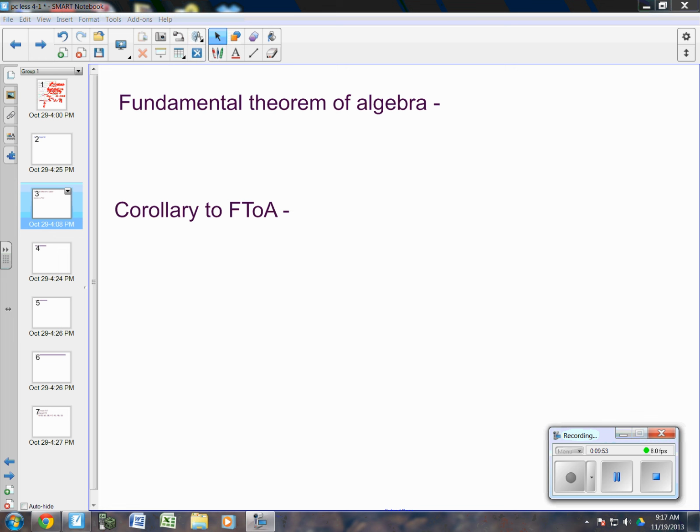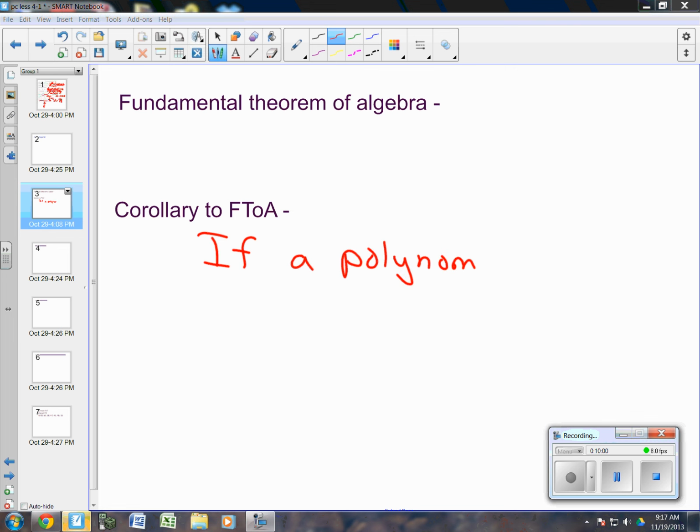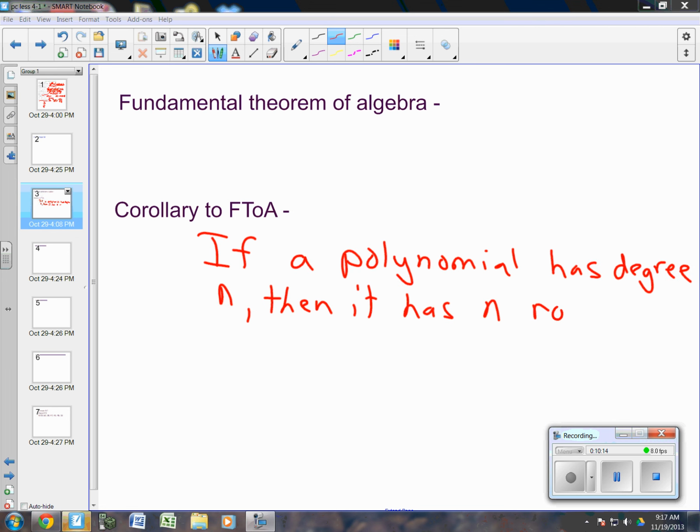It's basically saying this. If a polynomial has degree n, then it has n roots. That is what it is saying. Write that down, Montana. If a polynomial has degree n, then it has n roots.